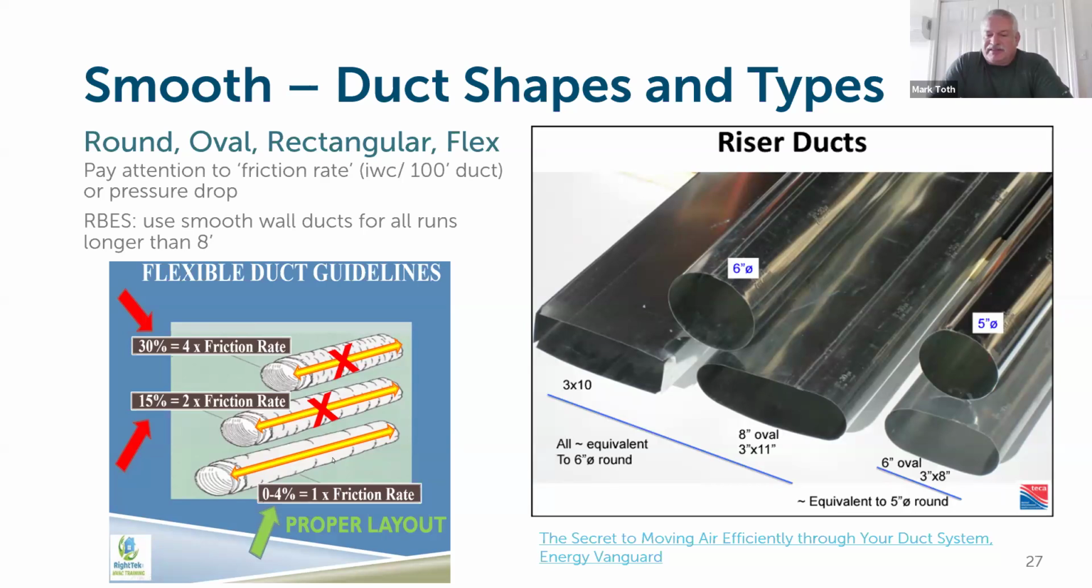Also be aware that a 6-inch round is not the same as a 6-inch oval, or a 5-inch round is not the same as a 5-inch oval. So it shows here, if you have a 6-inch round, you need to go to an 8-inch oval or a 3x10 rectangle to get the same airflow that you have through a 6-inch round. I've had people say, oh, I can't fit 6-inch round, I'm going to use oval. Well, that's great, but now your oval needs to be 8-inch and not 6-inch because it does have different airflow abilities.